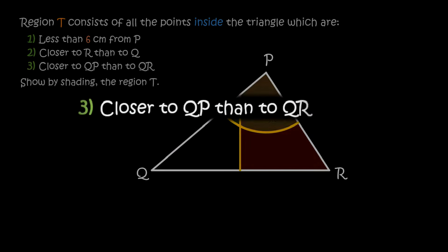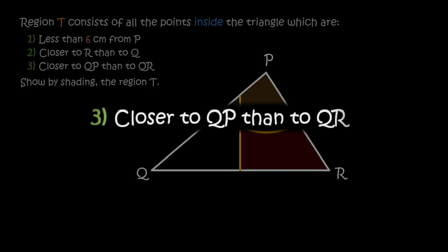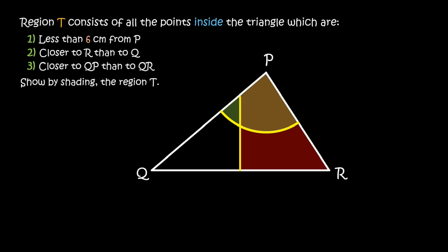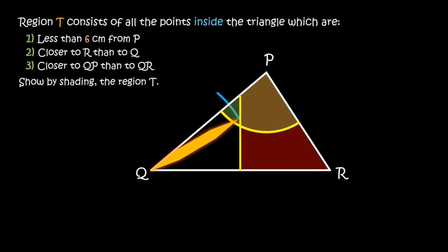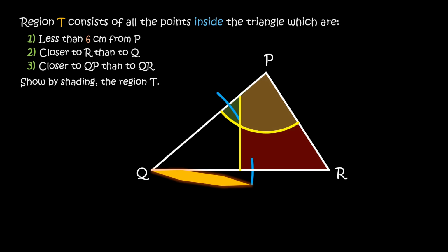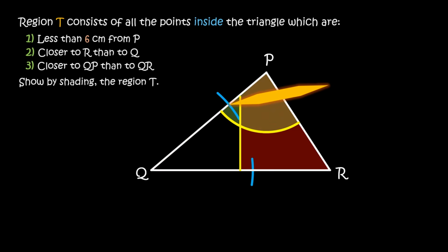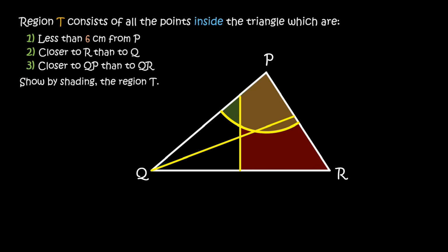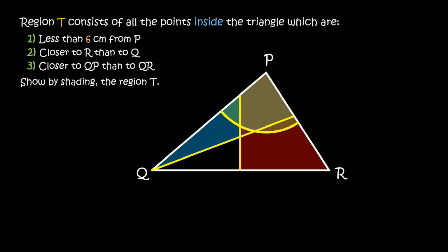Lastly, the third part is about distance from 2 lines QP and QR, which we learned is done using the angle bisector. The 2 lines form an angle at Q, so place the needle there. Then draw 2 arcs cutting both lines. Then place the needle on one of the intersection points and draw an arc somewhere between the 2 lines. Repeat with the other intersection point, drawing another arc that cuts the previous arc. Finally, join Q to the point where the arcs cut each other, with a straight line. This is the angle bisector. We need the region closer to QP, so we'll shade the region above the angle bisector.